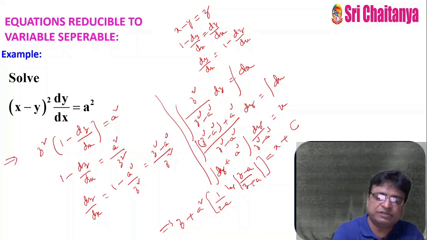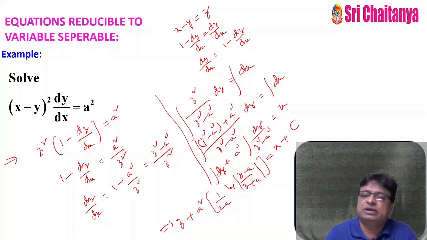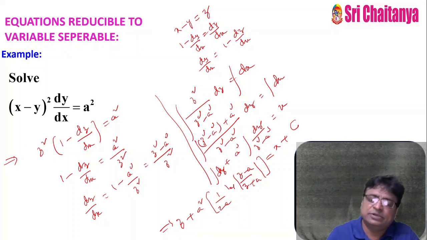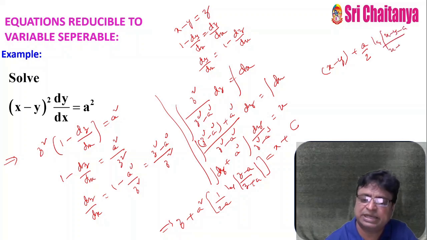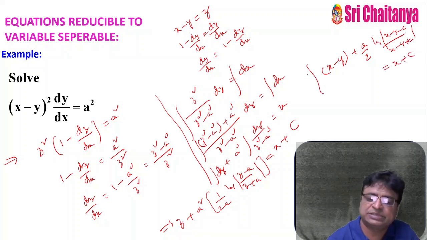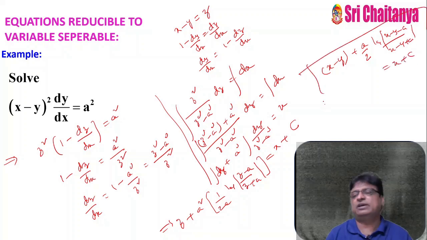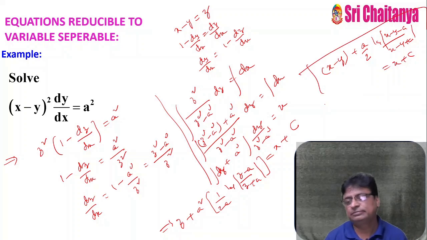And you replace z with what? x minus y. Finally you will get the answer. So this is x minus y plus a by 2 log mod x minus y minus a by x minus y plus a equal to x plus c. This becomes the solution of the given differential equation.